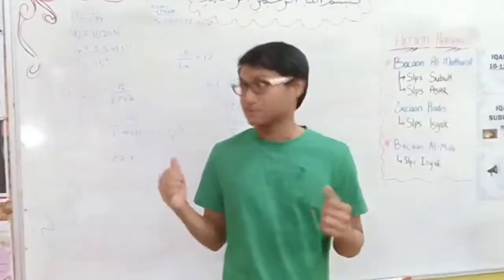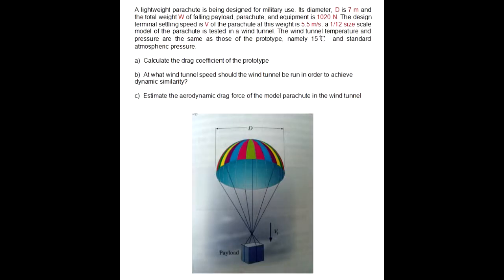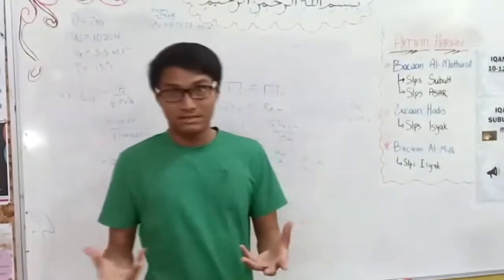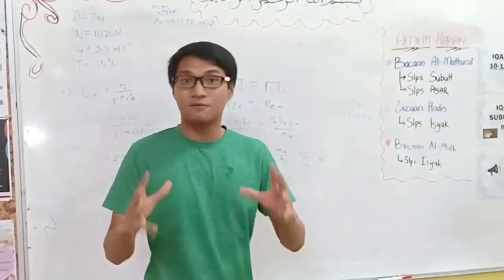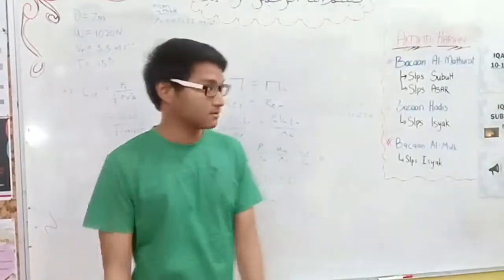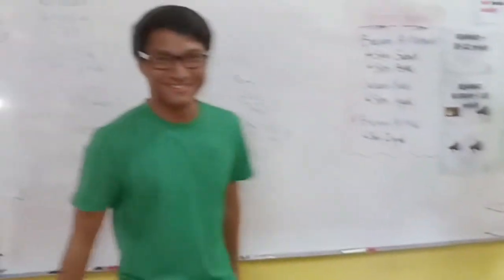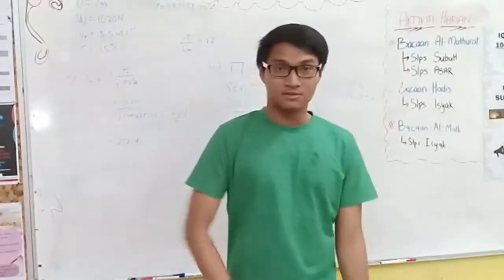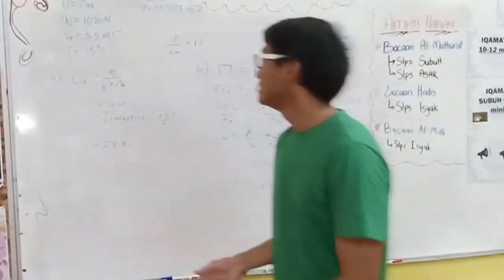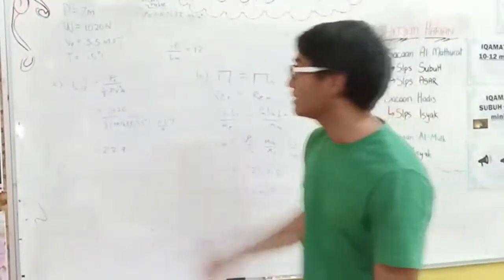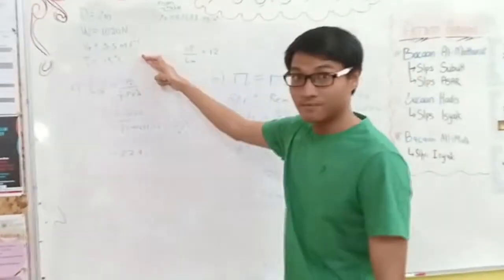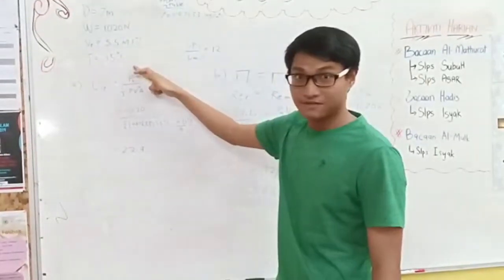So this is the parachute question. Now we have built a model of a parachute to explain how this dimensional analysis works. So this is the model. The model is geometrically proportional to the prototype, so that its dimensional analysis will work. From the question, we have a diameter of 7 meter, a weight of 1020 Newton, a velocity of 5.5 meter per second, and a temperature of 15 Celsius.